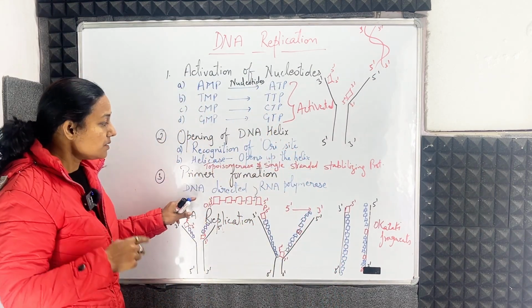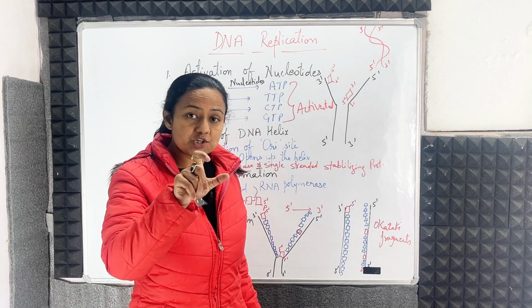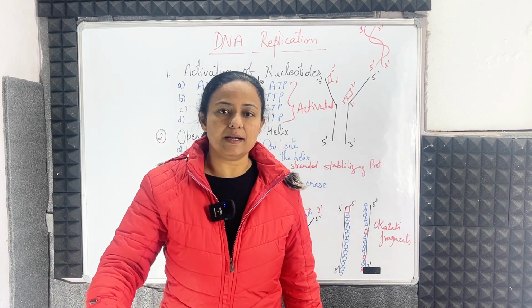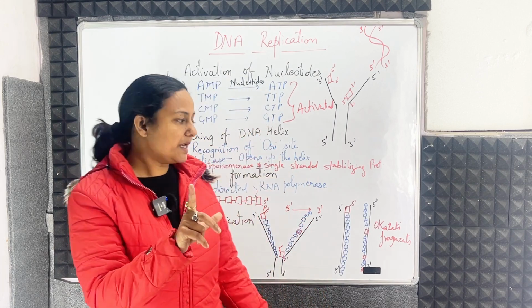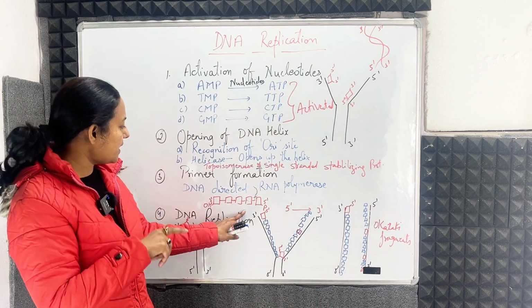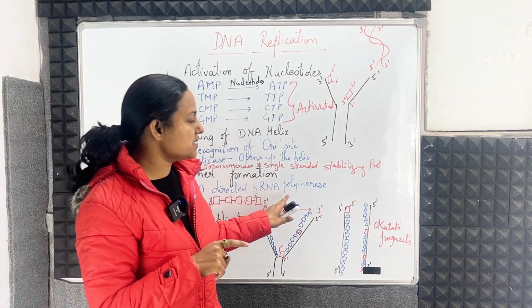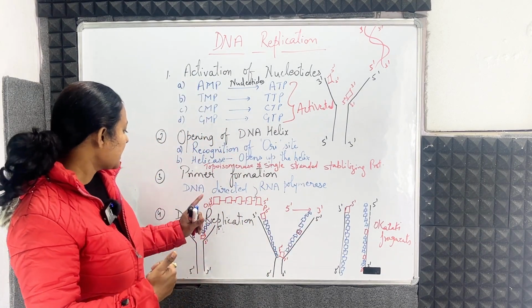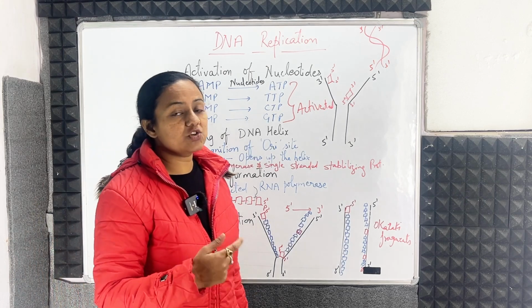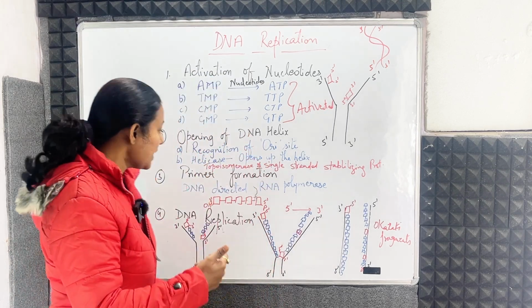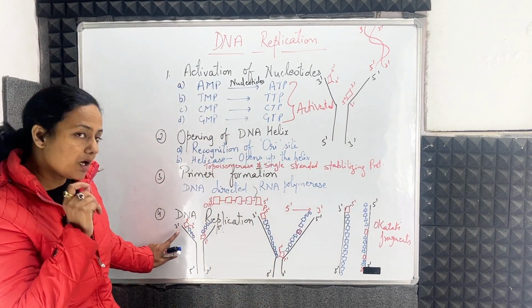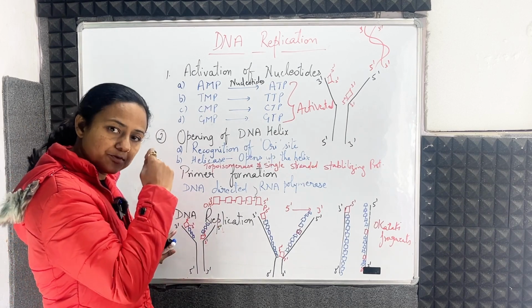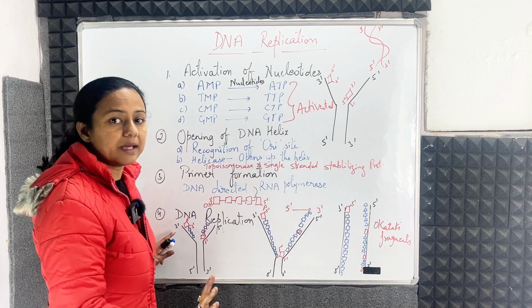Now the primer has to come and attach on the Ori site from where replication has to start. Next is DNA directed RNA polymerase, which will help in making the primer. After that, DNA replication will start. DNA replication always moves such that the new strand always comes from 5' to 3' end.